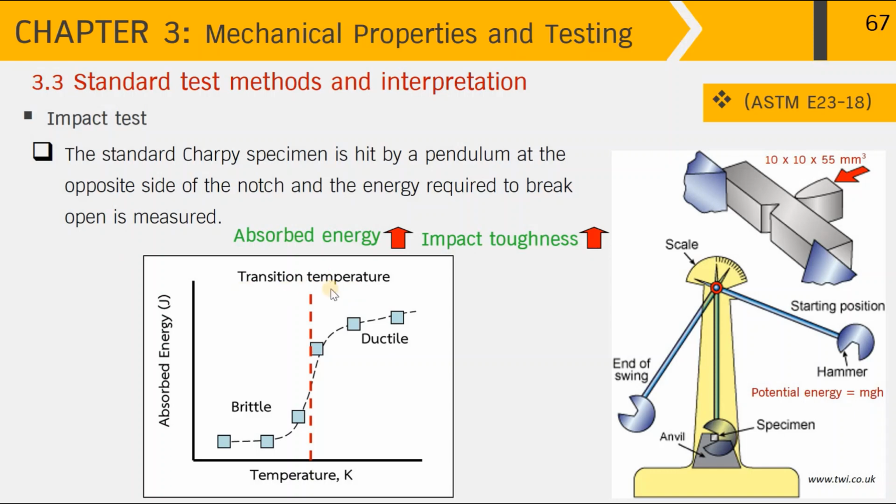Therefore, we can also divide the curve into three regions. One is the upper shelf, one in the middle here is called the transition range, and one down here is called the lower shelf, where we have to avoid using the metals in this temperature range. So from the impact test, the obtained parameter is the absorbed energy. And remember that the greater the absorbed energy, the higher the impact toughness of the metal.